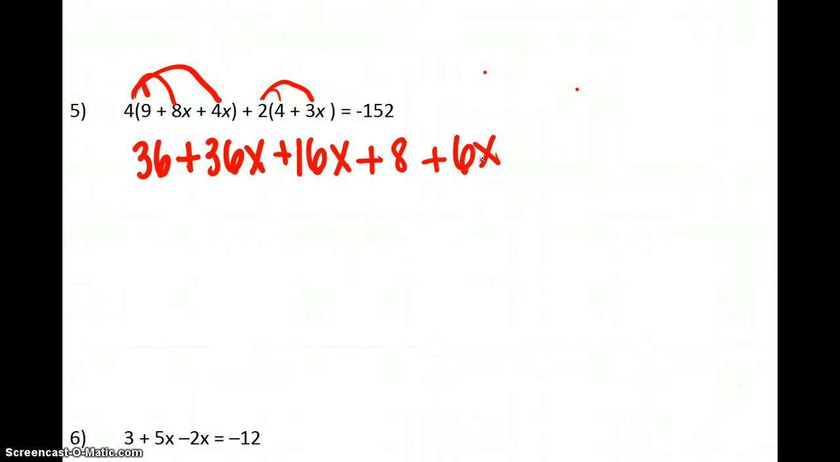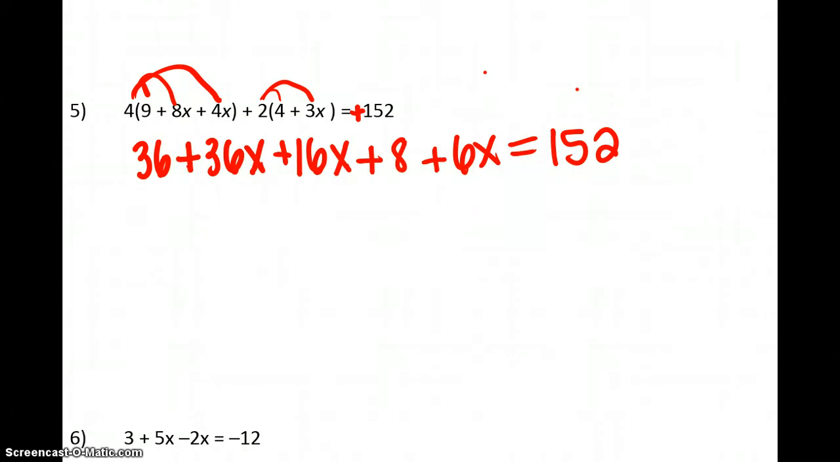And I forgot to mention this to you first hour, but this negative 152 should be a positive 152. If you leave it as a negative 152, the answer will not be pretty. So please remember to change that negative 152 to a positive 152. Okay, from there I notice that on each side of my equation, I need equals 152.